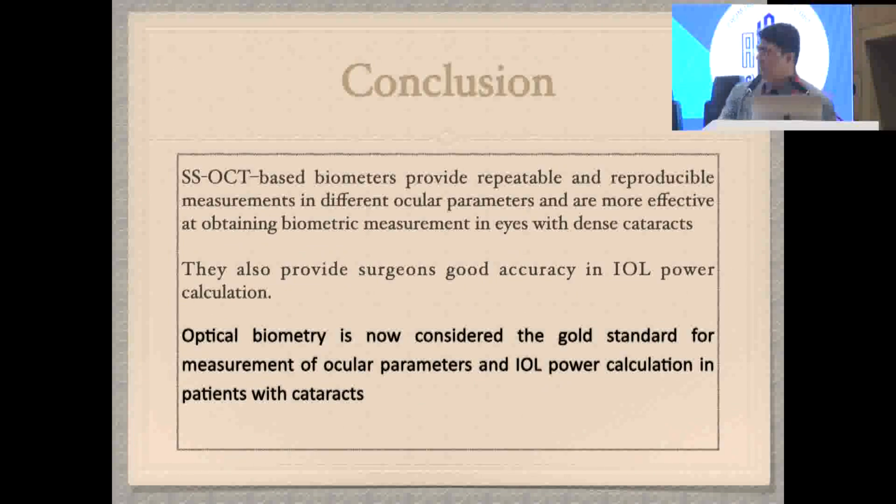To conclude, swept source based OCT biometers provide repeatable and reproducible measurements of different ocular parameters, and they are more effective at obtaining measurements in eyes with denser cataracts. They also provide good accuracy in IOL power calculation. And I think now optical biometry is the gold standard for doing all our IOL calculations.